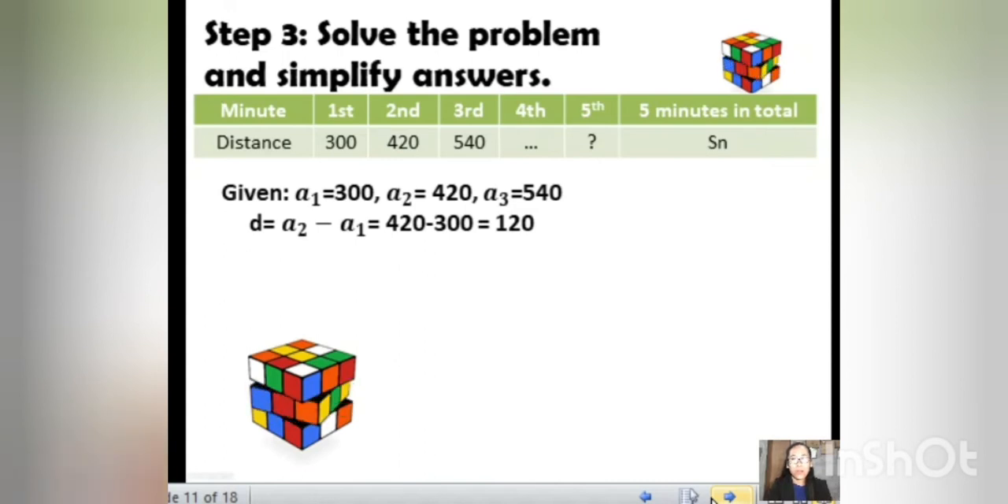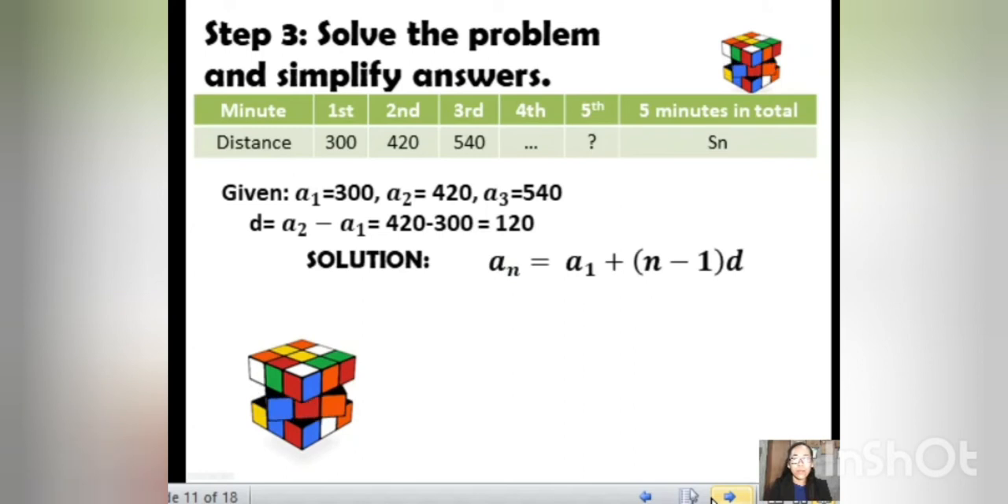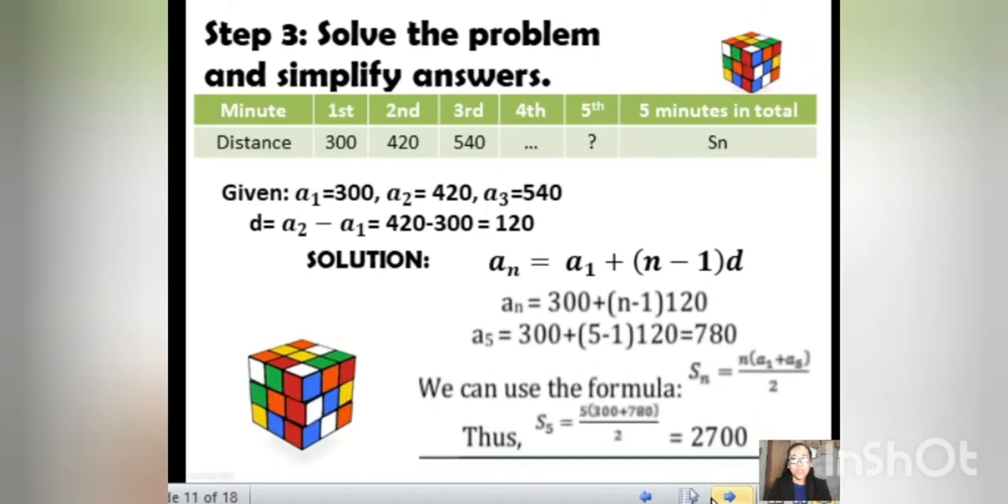Substituting this given into the formula, we have a sub n is equal to a sub 1 plus the quantity n minus 1 times d. So a sub n is equal to 300 plus the quantity n minus 1 multiplied by 120. So the fifth term is equal to 300 plus 5 minus 1 multiplied by 120, which will give you 780. So the fifth term, or a sub 5, is equal to 780.